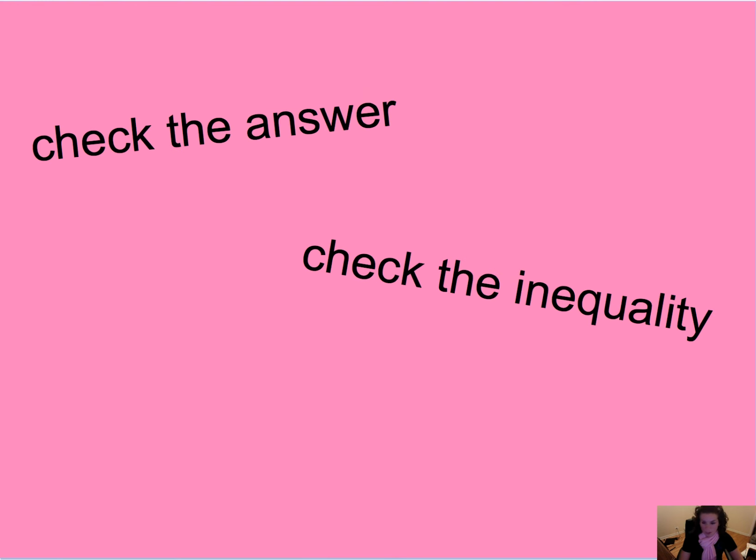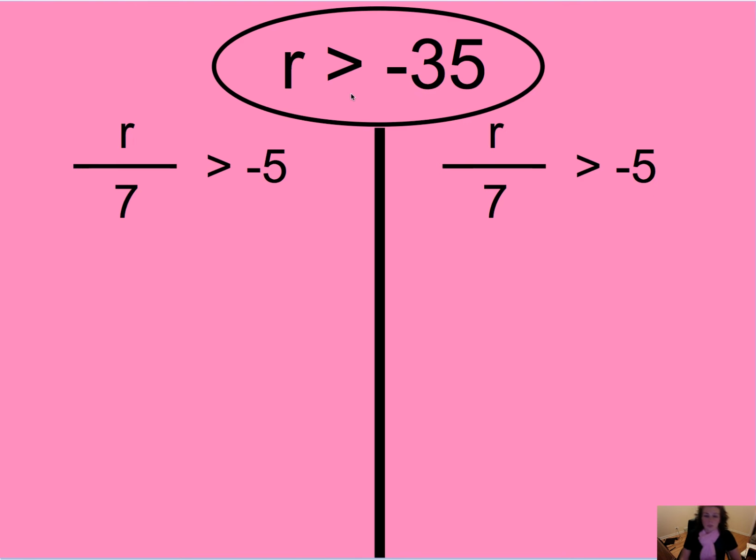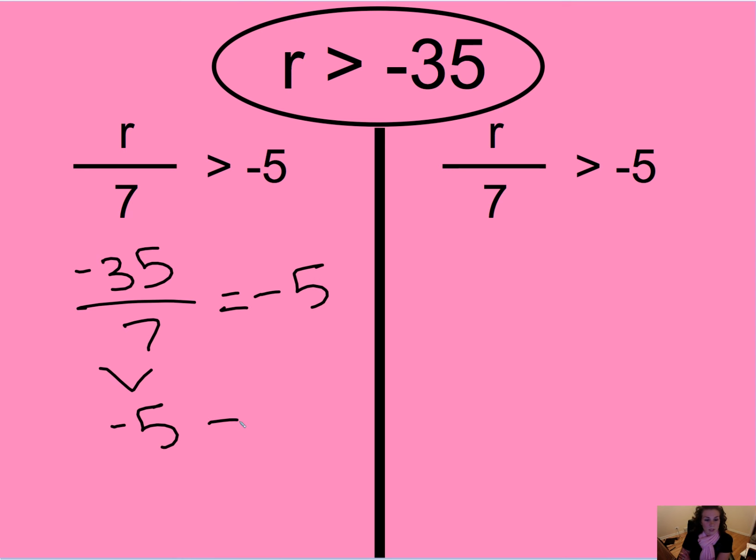Probably sick of hearing me say it, but as always, you've got to check the answer and check the inequality. So we think the answer is r is greater than negative 35. First, let's just check negative 35 and see if this is equal to negative 5. Negative 35 divided by 7 is negative 5, and these are equal, so it's true so far. Now we need to pick a number that's greater than negative 35, but remember, we also want it to be divisible by 7. You could do a number that's greater than negative 35, like negative 34. It won't be divisible by 7, but it'll still work. You just probably want to have a calculator nearby because you're going to have a decimal answer.